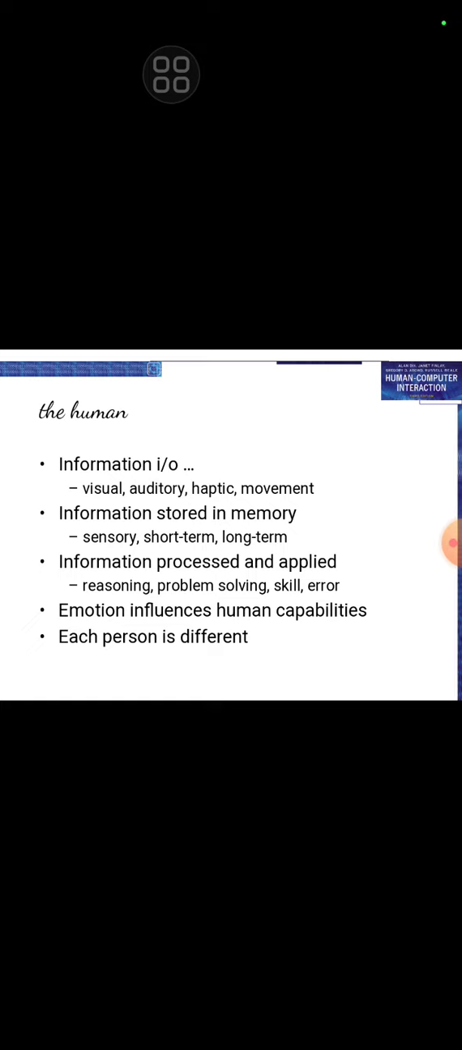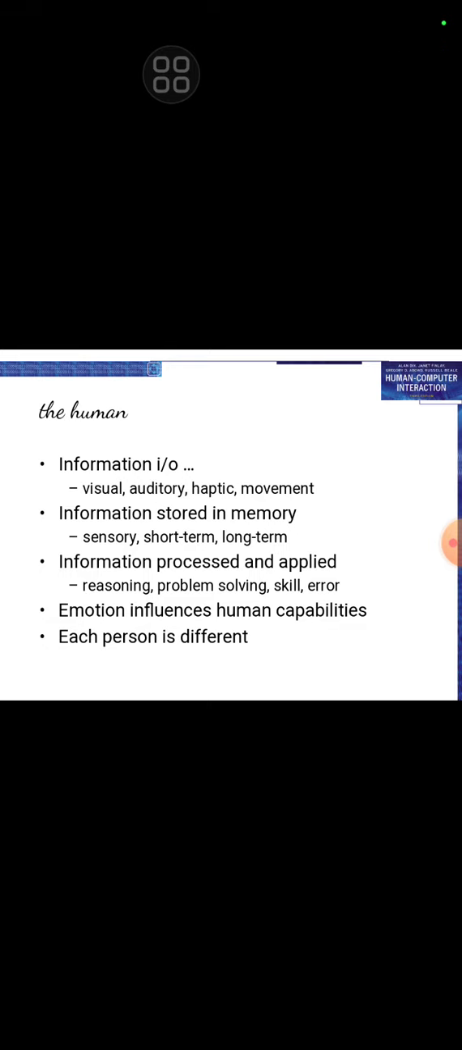Information is stored in memory: sensory, short term, and long term. Information is processed and applied for reasoning, problem solving, skill and error. Emotion influences human capabilities, and each person is different.